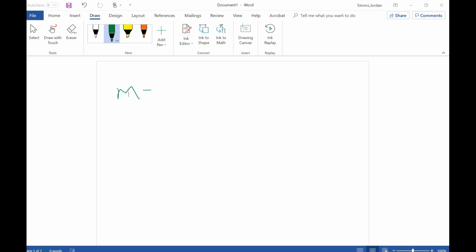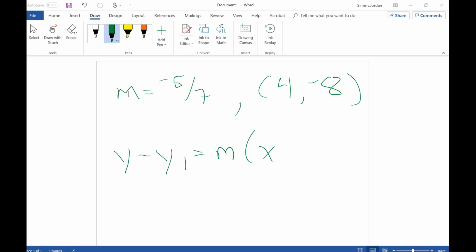So in this question, we know the slope is -5/7, right? And we also know that we have a point at (4, -8). So quite rightly, as you did, you set up not the slope-intercept form, but the point-slope form. So remember, that's y minus y1 equals m times x minus x1, which you did.